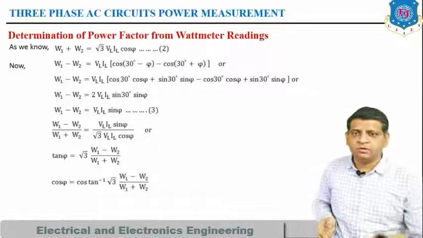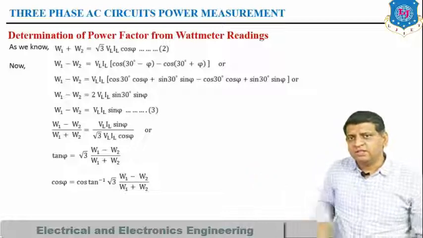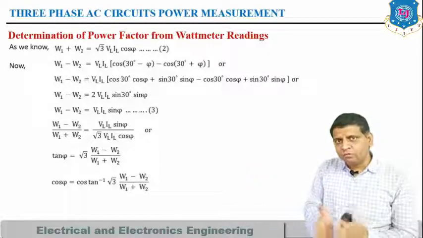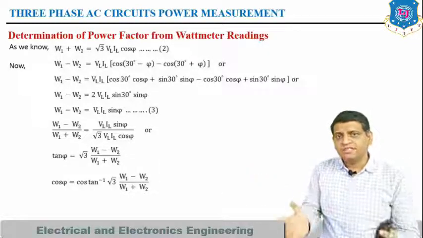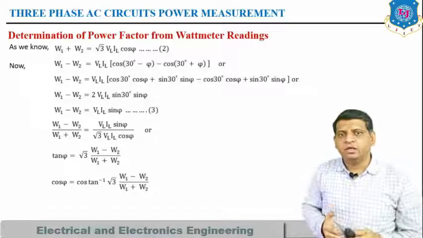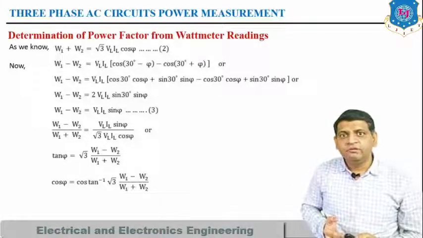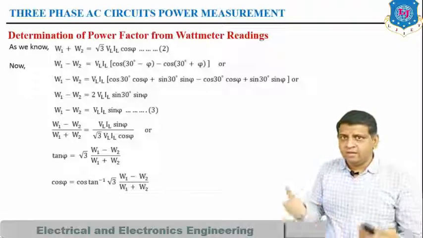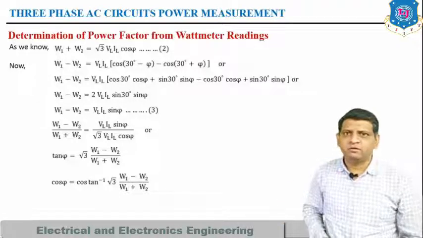I carry forward this equation, and you can see the total cos phi, that is nothing but the power factor. So, power factor is equal to cos phi, that is equal to cos of tan inverse in bracket root 3 (W1 minus W2) divided by (W1 plus W2). In this way you can also find the power factor.